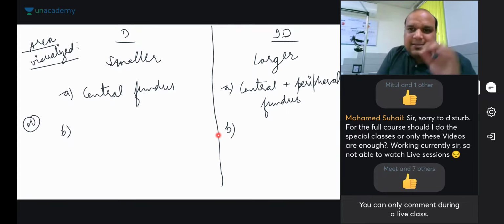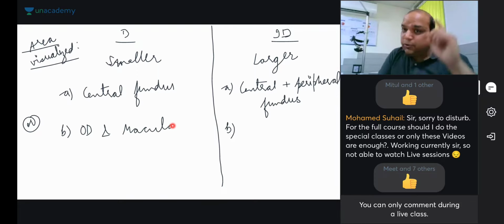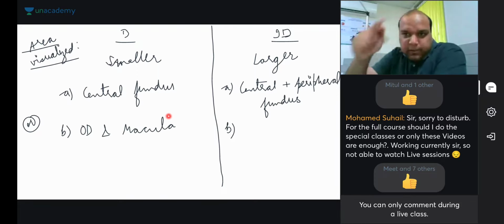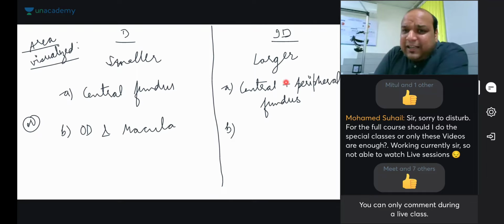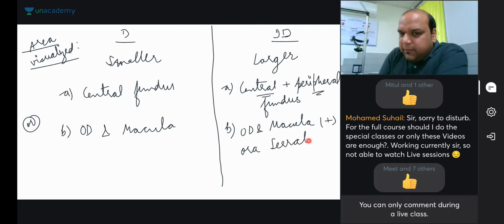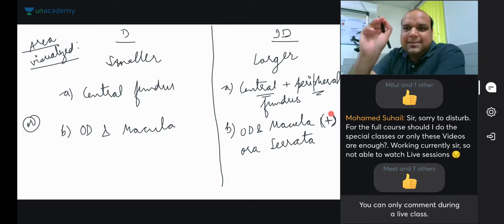Or if I answer it in another way, I can say central fundus means I can only look at the central part of the retina, optic disc and macula. As I showed you in a photograph in the beginning, the photograph of the central fundus, we are able to look at the optic disc and then through the blood vessels, the macula. But in indirect ophthalmoscopy, I can see the optic disc and macula, and because I can see the periphery, I can also look at the ora serrata if I want.